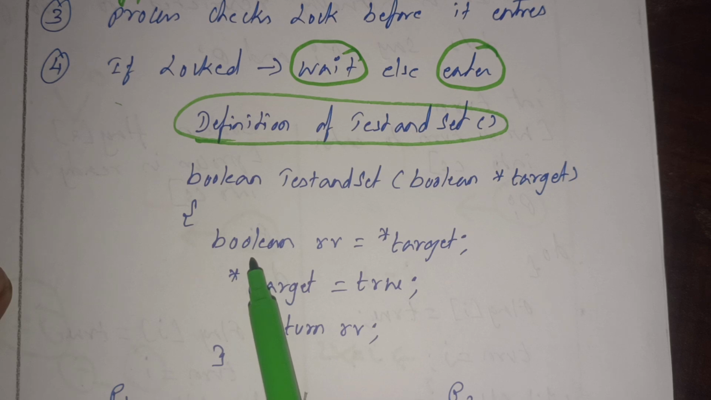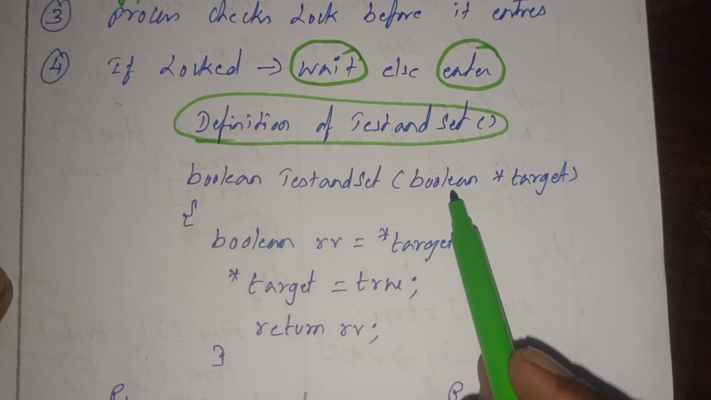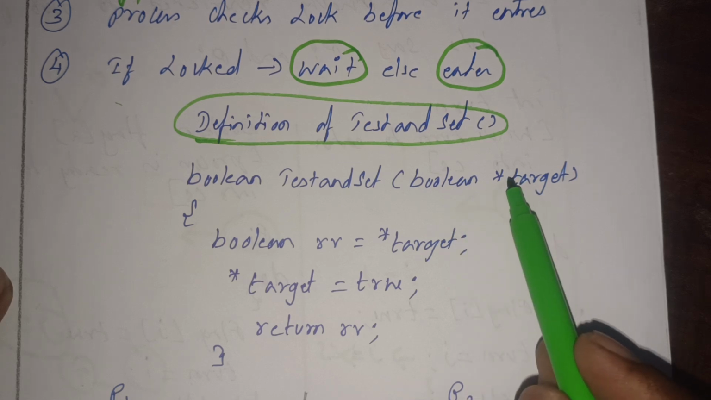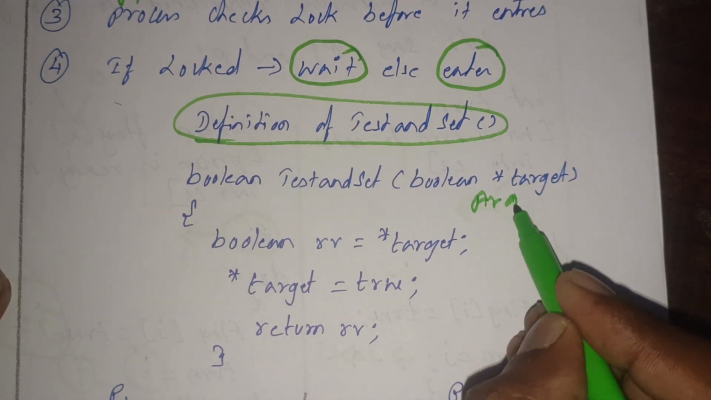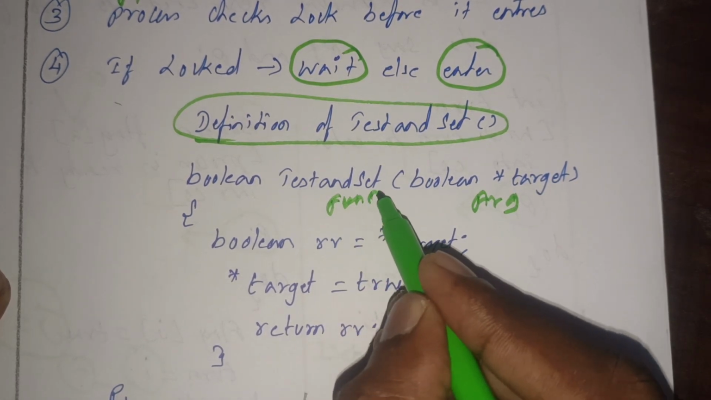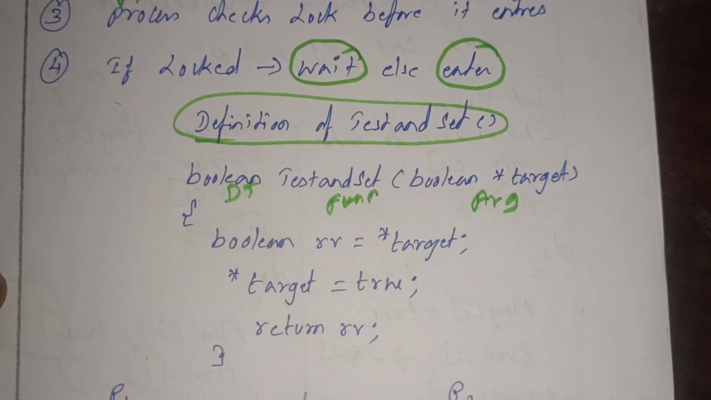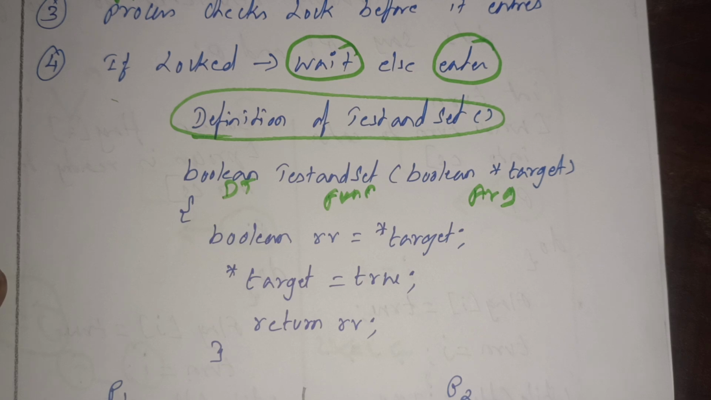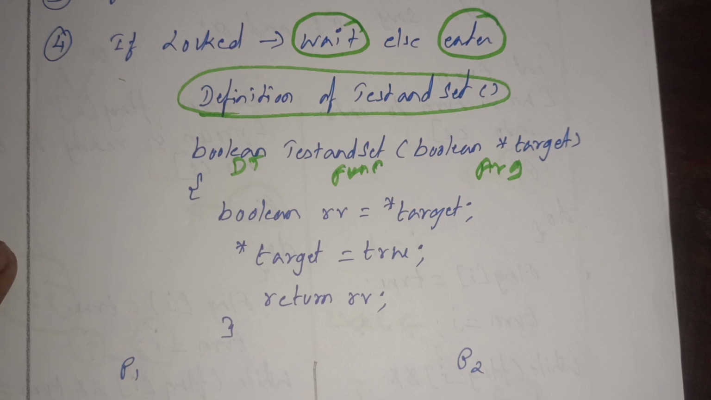Here is the data type, the function name, and we are passing an argument called pointer target, which is a Boolean argument. So all three have been set for execution. We are finding a hardware solution where, of the two processes, one can enter and the other can wait. Now this is a Boolean RV. RV stands for return value. You can use any name of your own choosing.